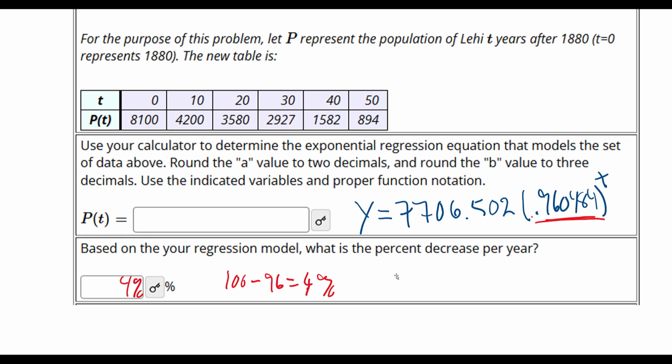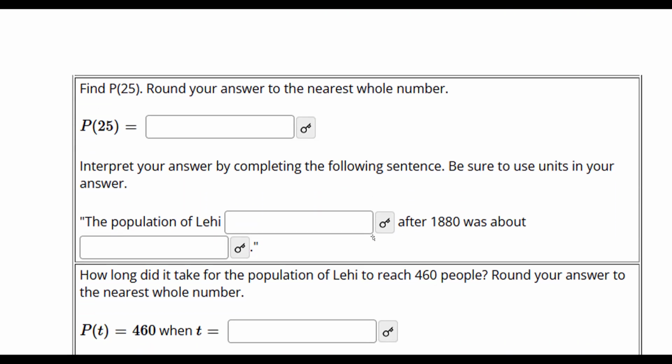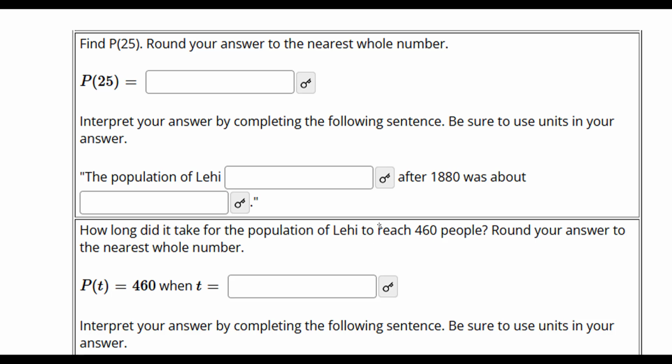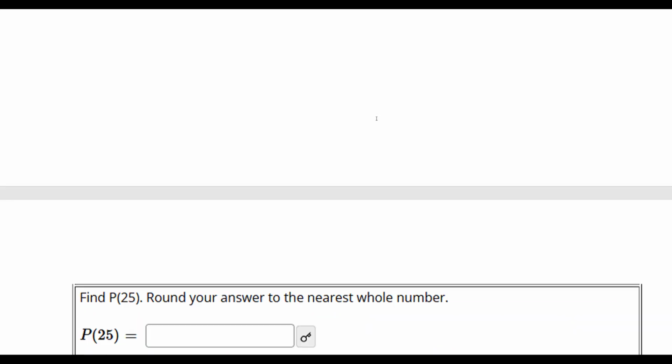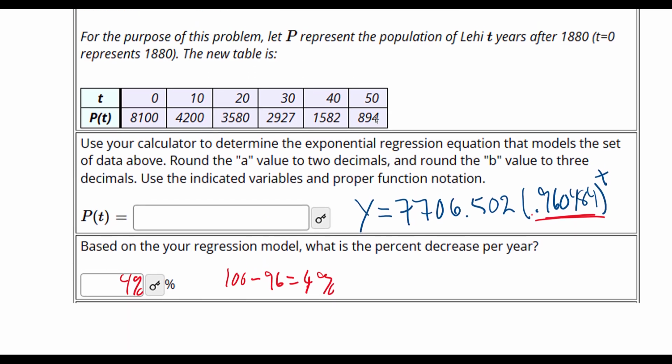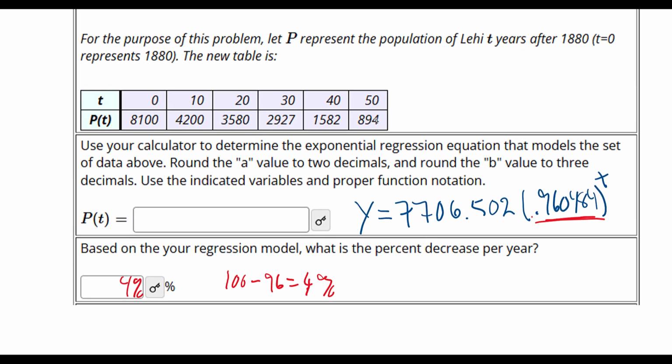The next question, which is going to drop us to the next page, says what is the population at 25 years? Because we have it at 20 and we have it at 30. So what we'd be looking at, the population at 25 years, it's going to be 7706.502 times 0.960484 to the 25 power. So I'm going to grab my TI calculator for this. Let's see what we come up with.